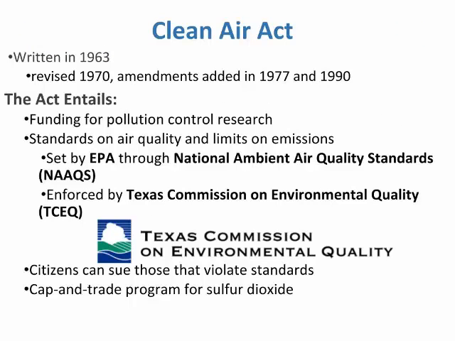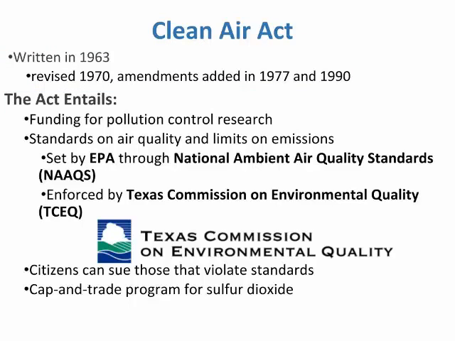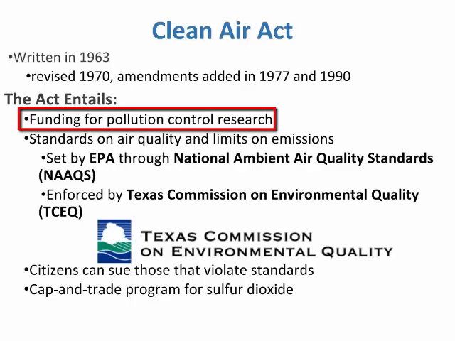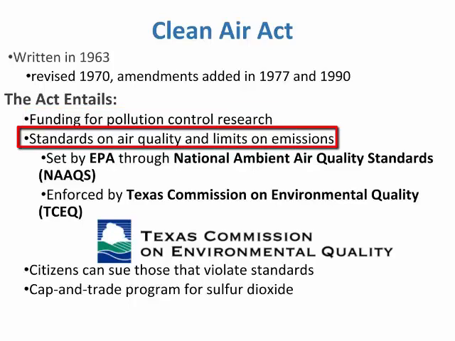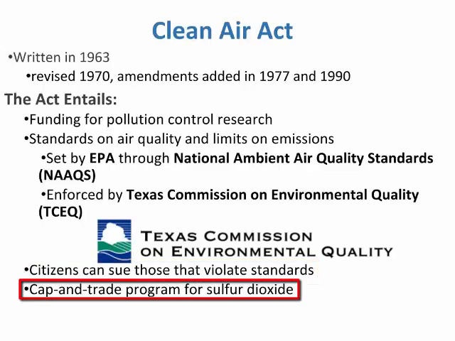Thanks in large part to the Clean Air Act, originally written in 1963, but revised and amended in 1970, 1977, and 1990, air quality in the U.S. has significantly improved. The Clean Air Act funds research for pollution control, sets standards for air quality, limits on emissions, allows citizens to sue parties violating the standards, and introduced a cap-and-trade program for sulfur dioxide.